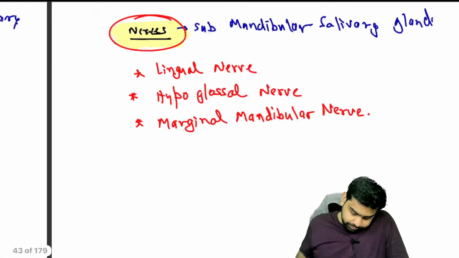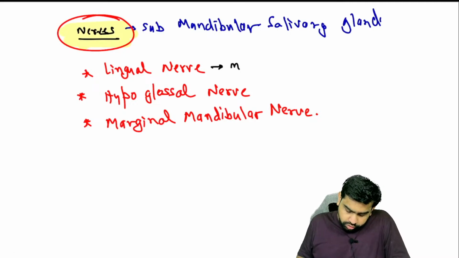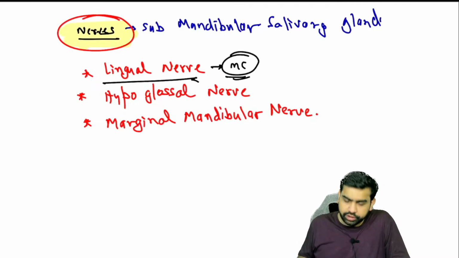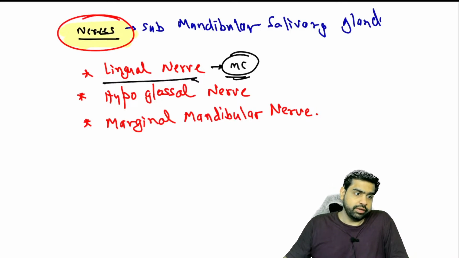Obviously, when you do the surgeries, what is the most common nerve which is injured? The most common nerve which is injured is the lingual nerve. Lingual nerve is the one which is most commonly injured during the surgery of this particular thing.